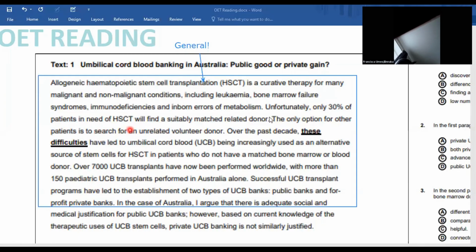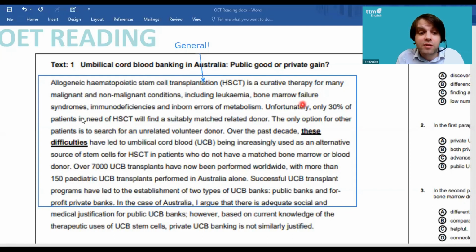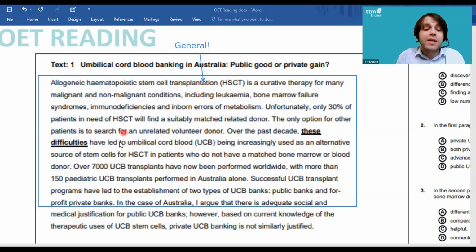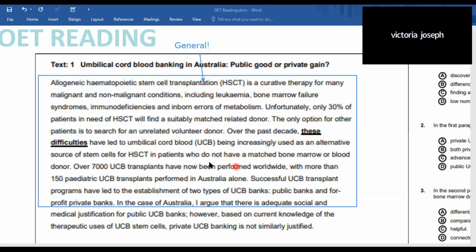Also, look, unfortunately, only 30% of patients in need of allogeneic transplant. So only 30% of people find a donor. Is that true? Okay. Sometimes they try to trick you, so you have to read a bit more. I know maybe you already have the answer, but let's read a bit more. Francesca, can you continue?